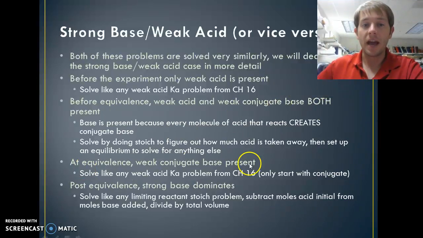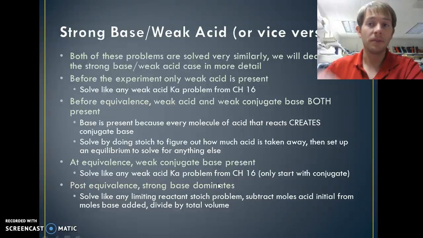And you can figure out at equivalence. This is just a weak base problem. This is just like what we did in chapter 16. And we can do post-equivalence, which is really a stoich problem like we've done before. So the biggest difference here is in the before equivalence point, and that's just like a buffer problem.